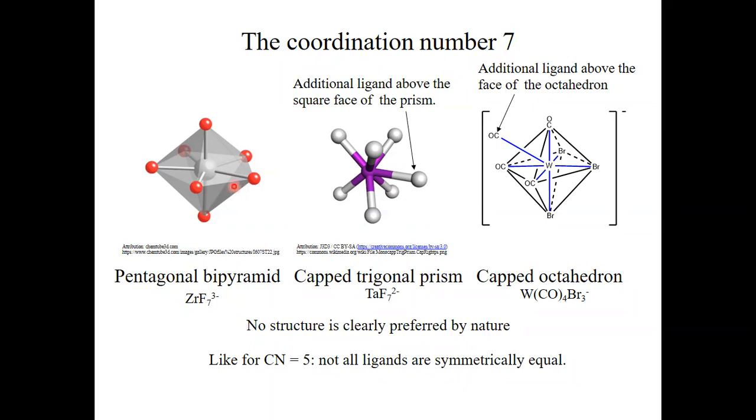common. So the first one is the pentagonal bipyramid. An example for that would be the heptafluorozirconate 3-. So in the pentagonal bipyramid, as the name says, we have a pentagon in the equatorial plane with 5 equatorial ligands, and well, that pentagon is then capped by 2 additional ligands, which are then the axial ligands.